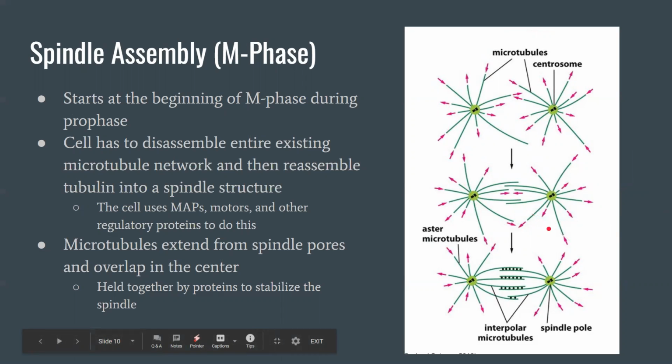They extend from the spindle poles and then overlap in the center. And then they're held together by these proteins. You can see here these black dots, which stabilize the spindle. So see how they extend out from the poles towards the center and then overlap. And they're held there by these proteins, which is important because you need to stabilize the spindle in order for it to work properly.